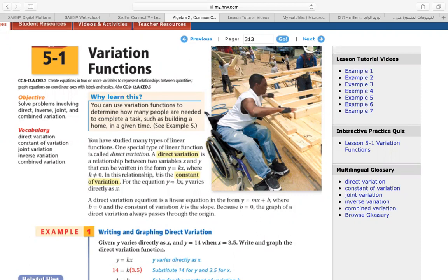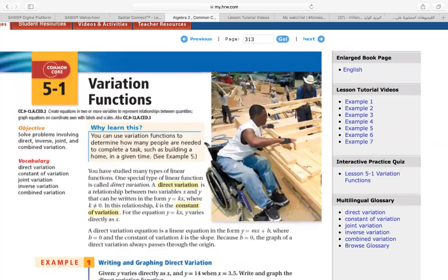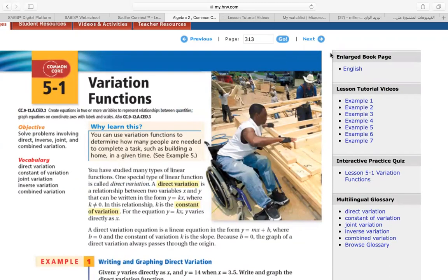We learned yesterday a direct variation. A direct variation is a relationship between two variables, x and y, that can be written in the form y equals kx, where k is not equal to 0. In this relationship, k is the constant of variation. And when x increases, y increases. And we solved some exercises yesterday.